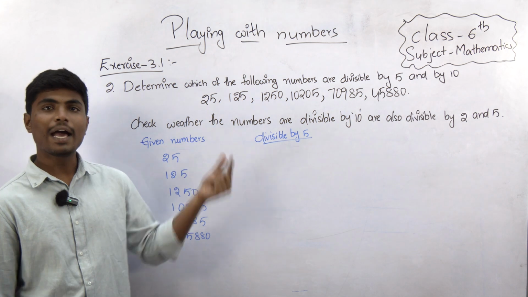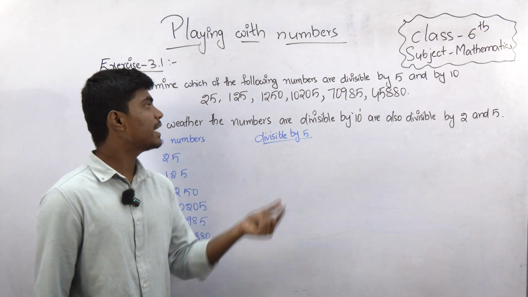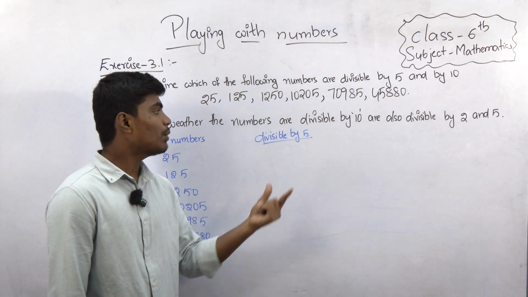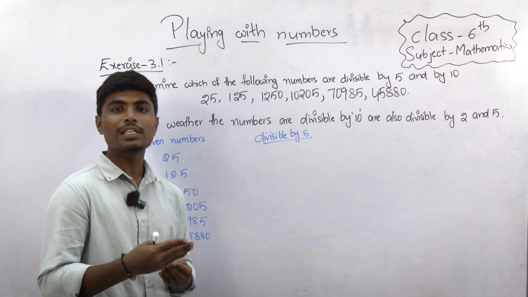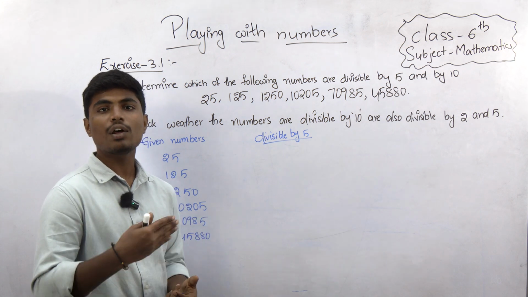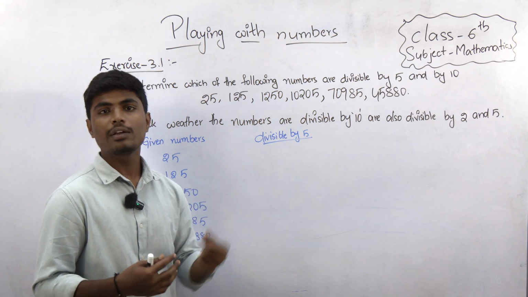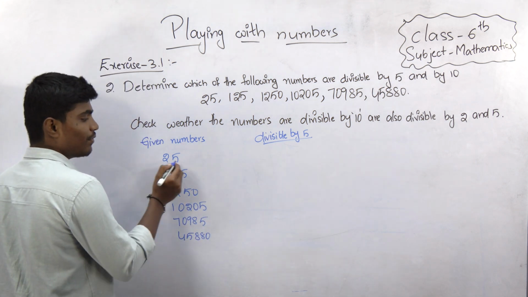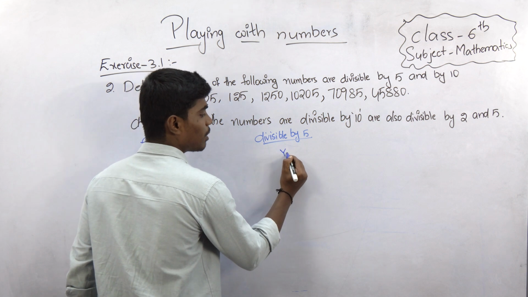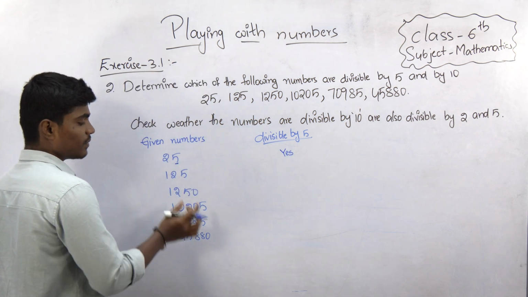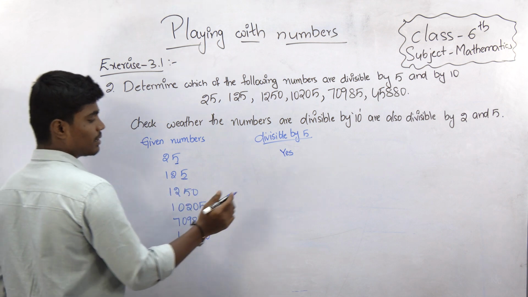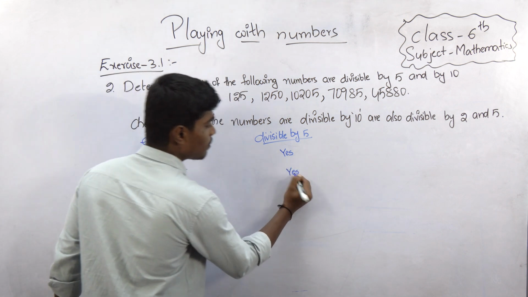If the number has 0 or 5 in its ones place, then the number is divisible by 5. What we have to do is check the ones place of the number. If in the ones place the number has 0 or 5, then the number is divisible by 5. Here in 25, in ones place we have 5. So this number is divisible by 5. Here 125, in ones place we have 5. So this number is also divisible by 5.